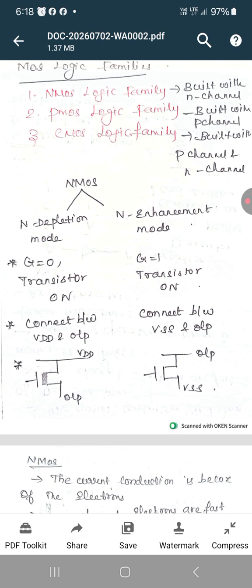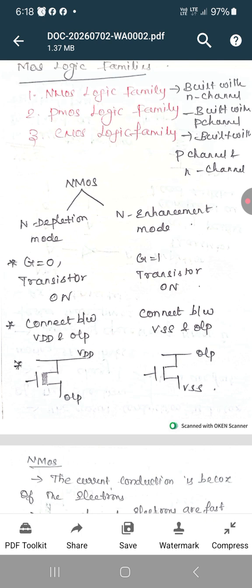Obviously, as I told earlier, it has two types of operating mode: one is depletion mode and one is enhancement mode. Depletion mode is the reverse condition of enhancement. Enhancement mode behaves like normal switching: if you provide the supply, it will be on, and if you do not provide the supply, it will be off. But depletion mode is exactly opposite to enhancement: if you provide the supply, it will be off, and if you do not provide the supply, it will be on.